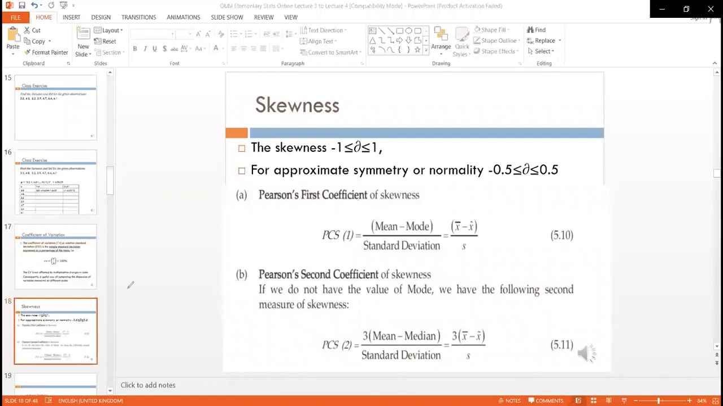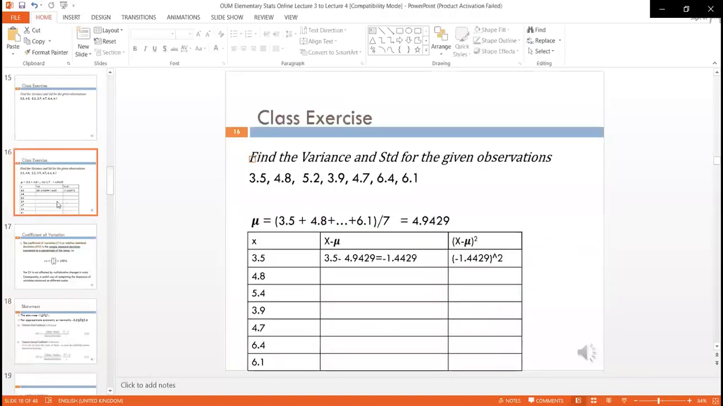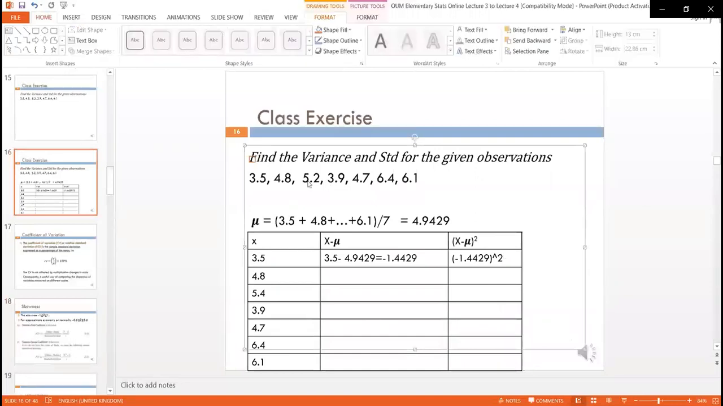So let's take an example and try to find the Pearson's coefficient of skewness for the data. We're taking this data here. We attempted this data earlier. Let's try to do this together, starting with the mean. I don't want us to delay much with the standard deviation.